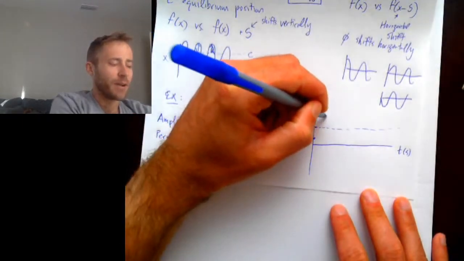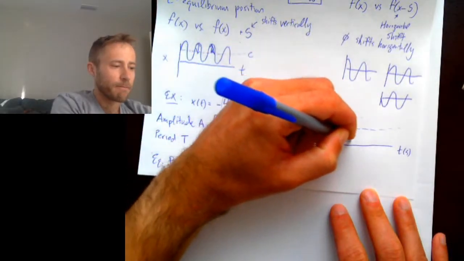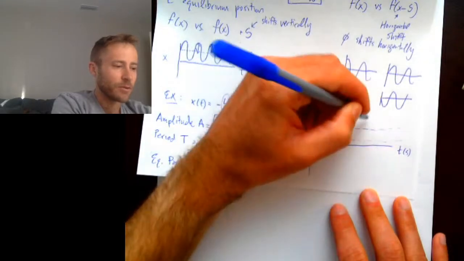So these are kind of the bounds of this simple harmonic motion right here. These are the bounds.